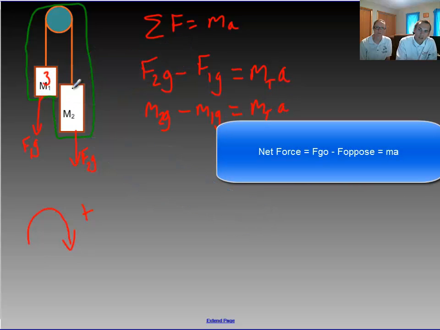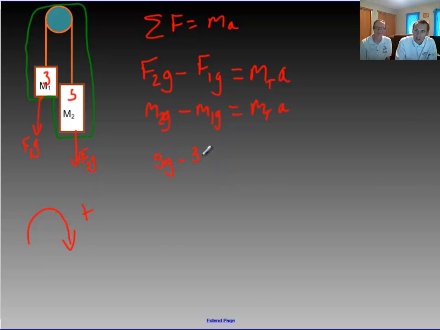So if this is still 3 and this is still 5, what I have is 5G minus 3G equals 8A. Well, that's 2 times 9.8 again, because G is 9.8. That's 8A. 19.6 equals 8A. Divide by 8, divide by 8, and A equals 2.45 meters per second per second. You'll notice this is going to be in this direction. So it's going to be accelerating this way at 2.45 meters per second per second. So it kind of matters how you set up your system in terms of what your signs do, but since you're picking your system, that's okay.